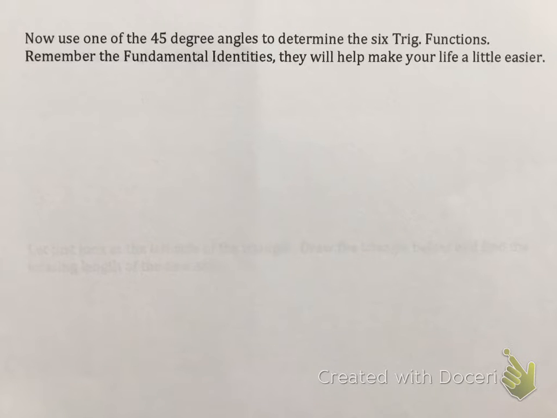All right, so at the bottom of page 1, it says, now use one of the 45-degree angles to determine the 6 trig functions. Remember the fundamental identities, they will help make your life a little easier. Okay, I'm going to write up here, SOHCAHTOA, just as a reminder. And I'm also going to redraw the 45, 45, 90 triangle. Remember, these are in degrees. Okay, so there's my triangle.